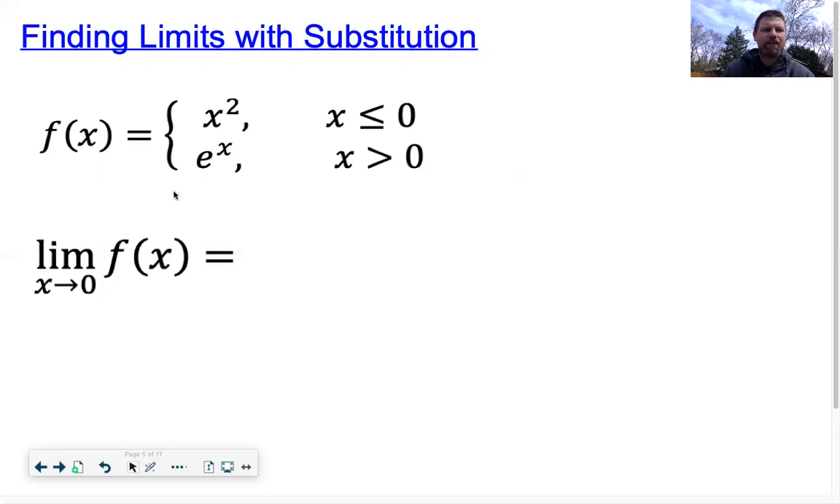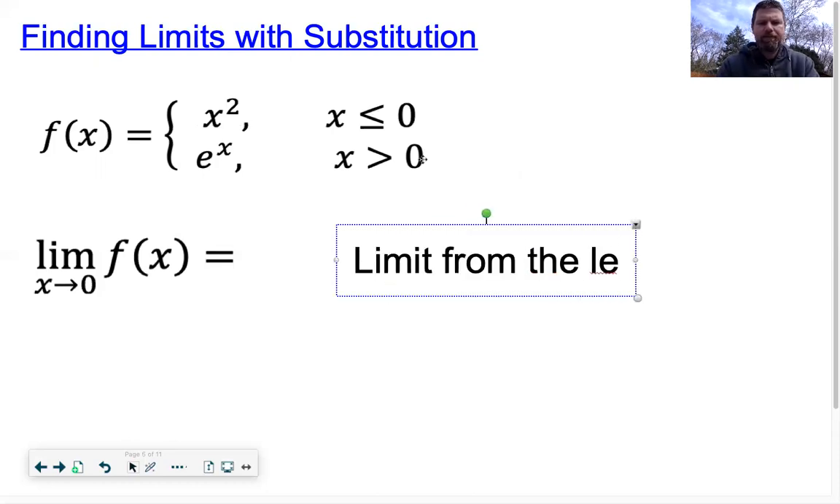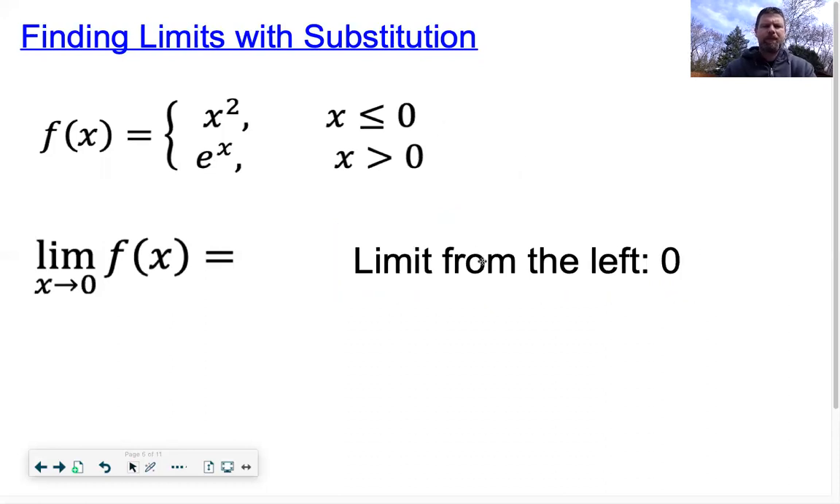And so I've got to look at these from a left-hand side and a right-hand side perspective. To the left of 0 would be any numbers less than 0. So from the left-hand side, I look like x squared, which I could use substitution to just plug a 0 into there. 0 squared is still 0. So the limit from the left is 0.